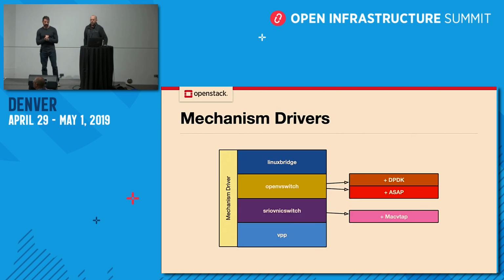So the goal here today was to put these mechanism drivers under similar tests to see how they perform. As James mentioned, there were a number of mechanism drivers we had to choose from. We chose the base 4 that you see here: LinuxBridge, Open vSwitch, SR-IOV, and VPP, and then a couple of derivatives of a couple of those. Again, the goal here wasn't to describe how to implement these or how to configure them. The presentation doesn't really lend itself to that. It's more of how they performed during our tests.